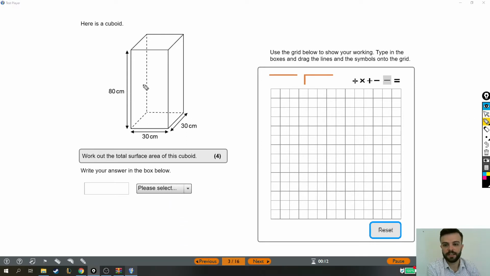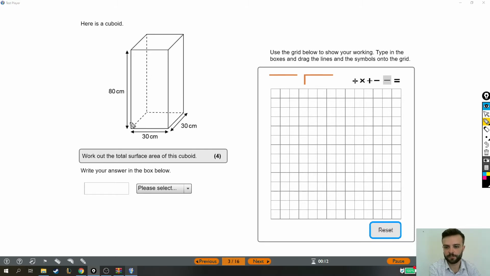Now, surface area is the area of all the surfaces. So for example, here's the front of the shape. It is a surface on the cuboid, and if we find the area of this, that's going to be part of the surface area. The surface area is all of the faces. If you find the area of all the faces, add them all up, that's the surface area.